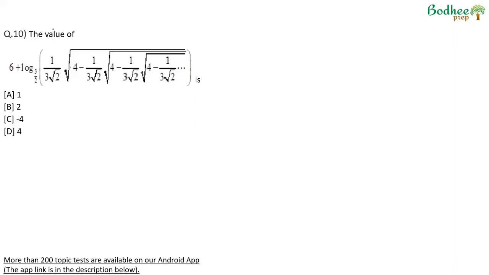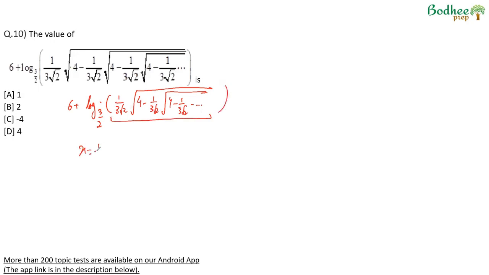You have to find the value of 6 plus log of the base 3 by 2 and the expression is 1 by 3 root 2 into 4 minus 1 by 3 root 2 into 4 minus 1 by 3 root 2 up till infinity. So I'm dealing with this value first. If I write x is equal to 1 by 3 root 2 into 4 minus 1 by 3 root 2 into 4 minus 1 by 3 root 2 into 4 and so on.